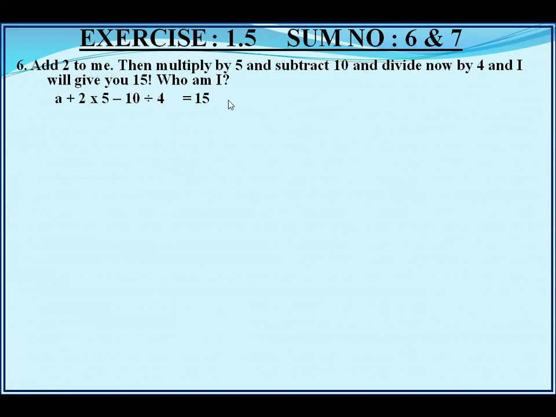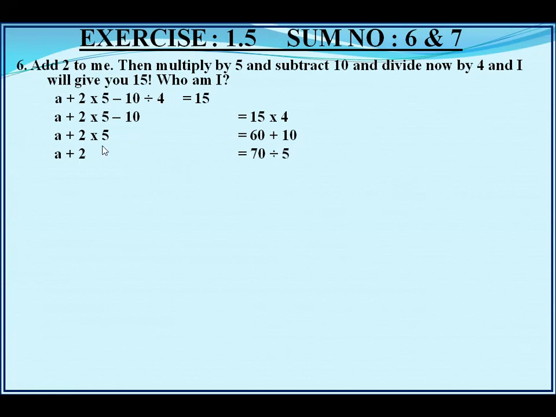When division goes to the other side of the equal sign, it becomes multiplication. So A plus 2 into 5 minus 10 equals 15 multiplied by 4. Now 15 into 4 is 60. Now do the next operation, subtraction. Minus 10 goes to the other side of the equal sign as plus 10. So 60 plus 10 is 70.